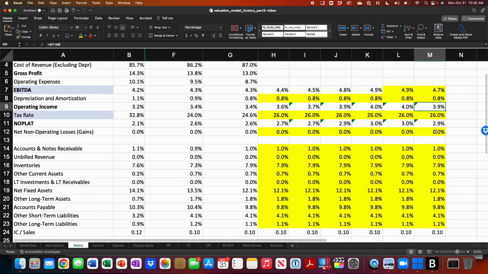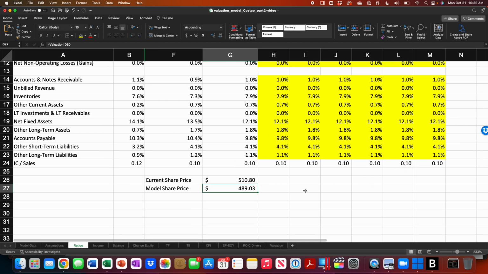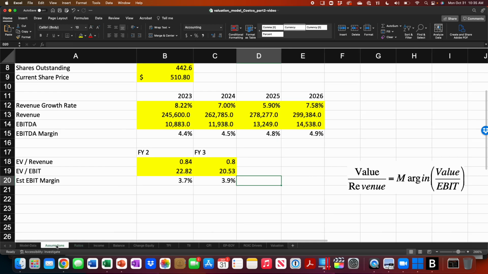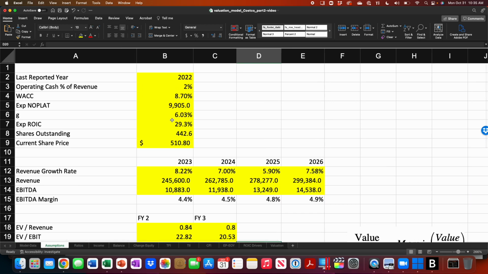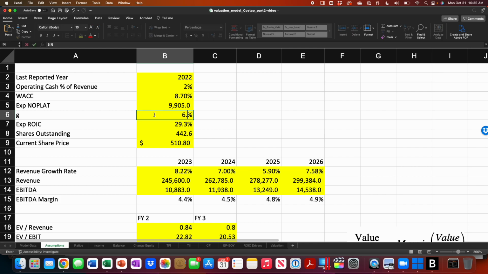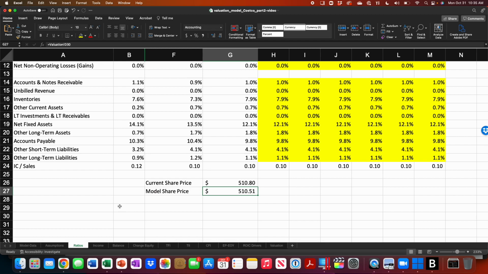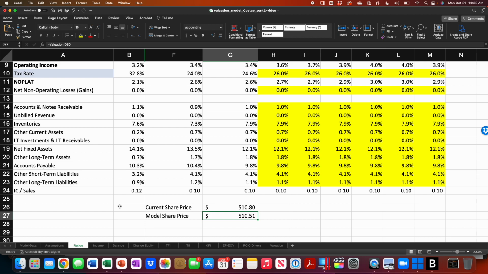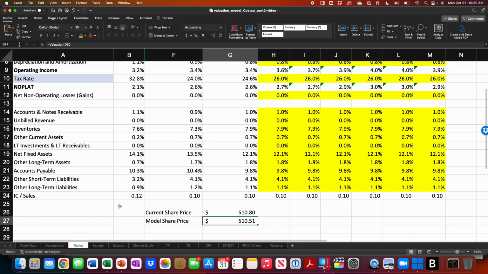By the way, that put my model share price at 489. I need to get to 511. So that suggests that the G has to be a little bit higher. So this G is not going to be 6.03. It's going to be something like 6.15. 6.17. That's probably a more realistic G. All right, questions about what I did, how I did it, why I did it to get to this point?